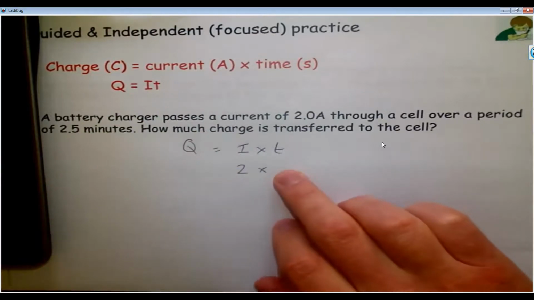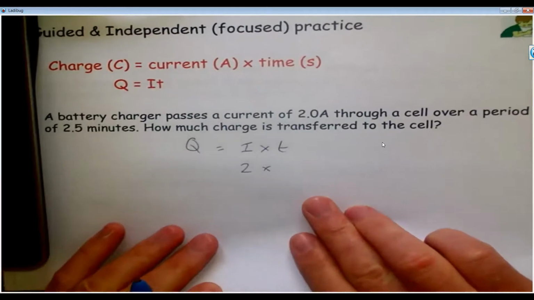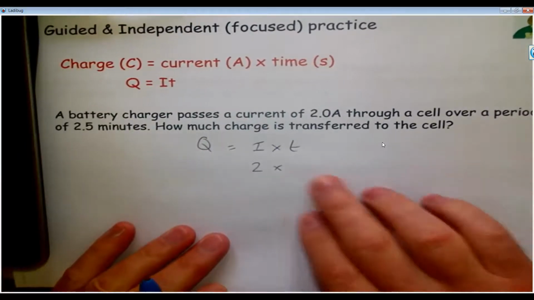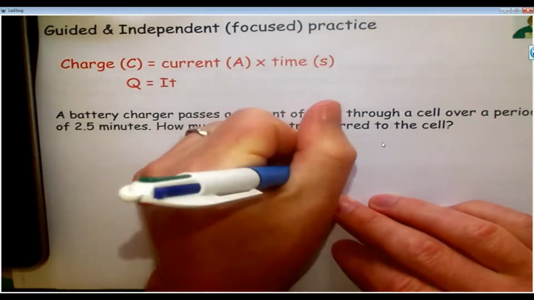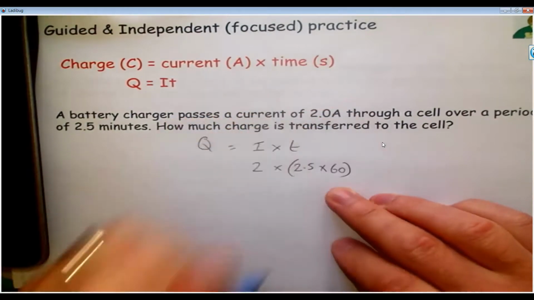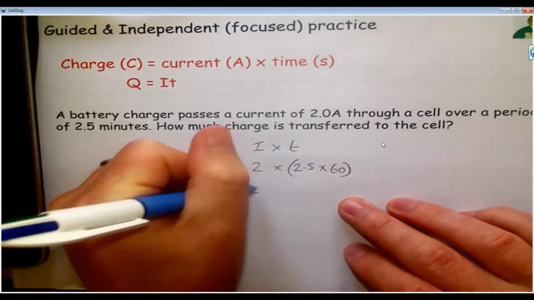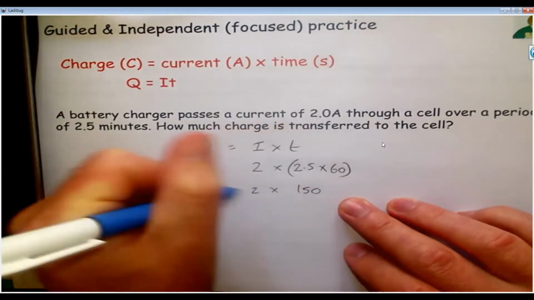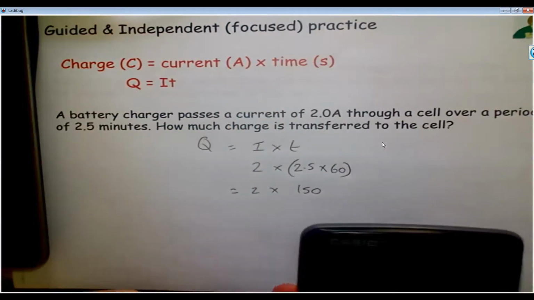Time is not measured in minutes. It's actually measured in seconds. So you need to convert that into seconds. So 2.5 times 60, because there are 60 seconds obviously in 1 minute. So 2 times 150, and always use a calculator.